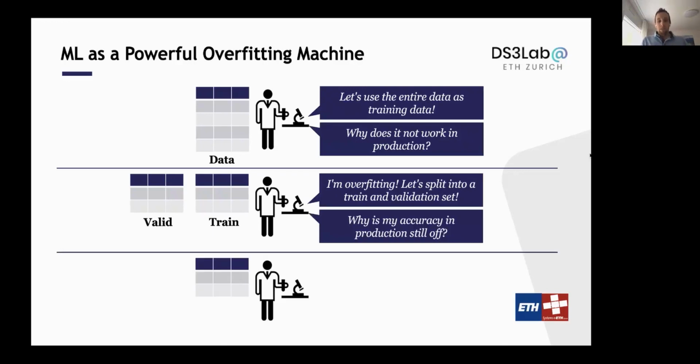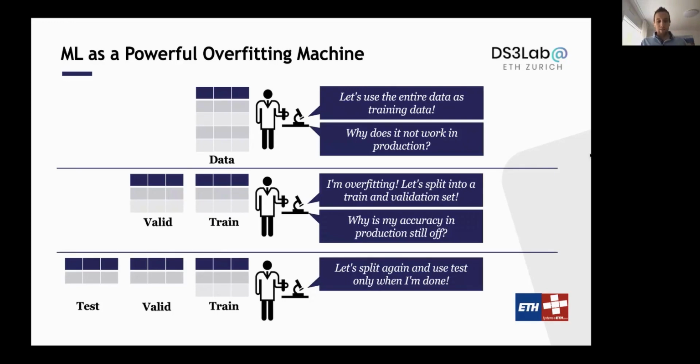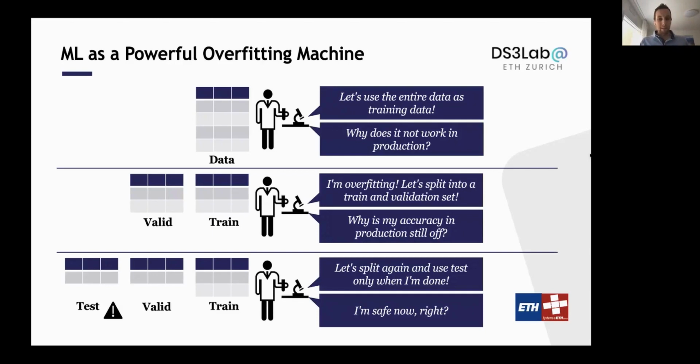So standard machine learning textbooks suggest to split it in three subsets: test, validation, train. You use validation to choose some hyperparameters and only evaluate it on test once you're done to get a proxy of the accuracy you can expect in production. Now, are you safe now? So what guarantees you that you don't overfit to the test set? And in fact, you're not.